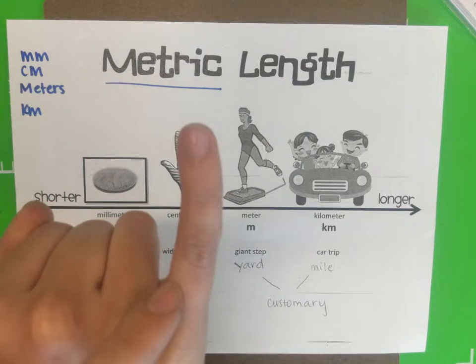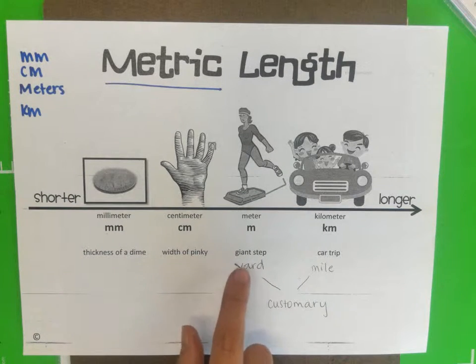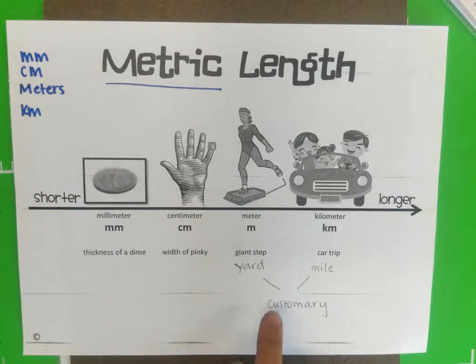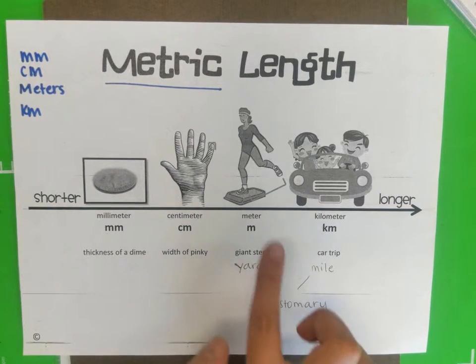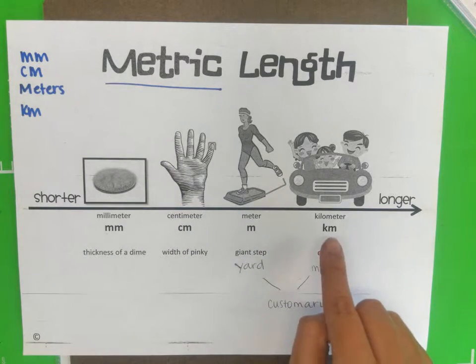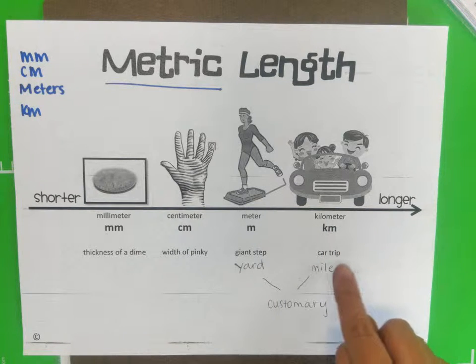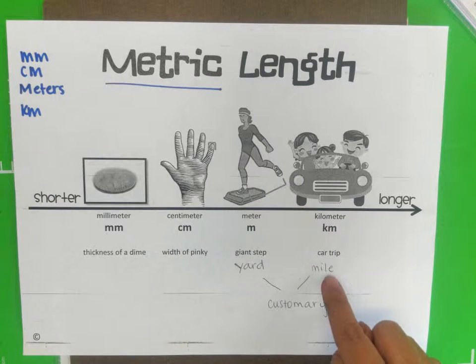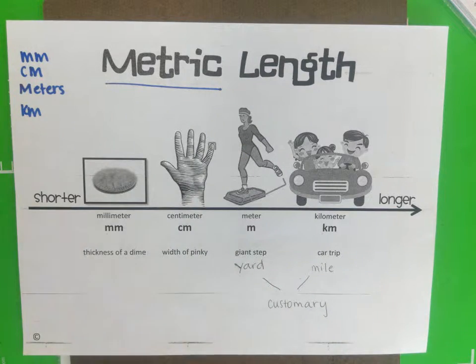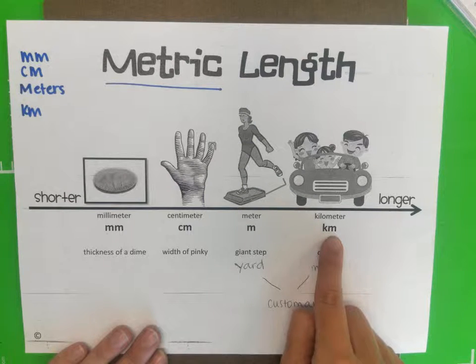Right here. Then we have a meter, which is going to be a giant step. If you see, I wrote yard under here because a yard was also like a giant step when we were talking about customary. So if you think about yard, a yard and a meter are going to be very similar. And then our biggest unit of measurement is kilometer. And a kilometer is like a car trip. And we also said miles were like car trips of the customary units. So these are going to be the 4 units of measurement that we are going to work on today.